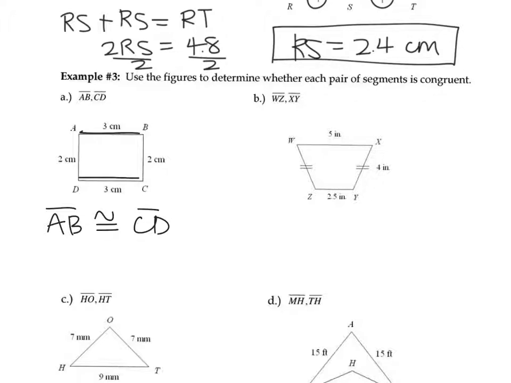Next, we want to look at WZ and XY. Now, I know XY is 4 inches, but I don't know what the length of WZ is. But if we look, we have double tick marks, which is another indicator that the lengths are the same. So even though we aren't explicitly given that WZ is 4 inches, the tick marks tell us they are. So I can say WZ is congruent to XY.